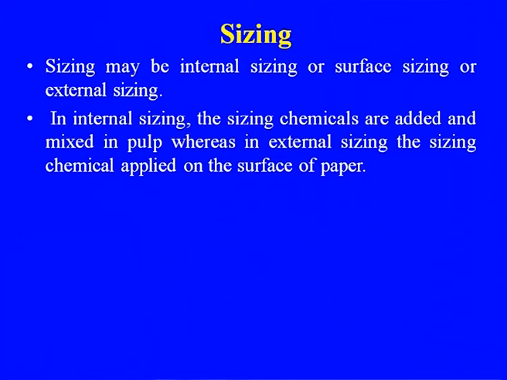So, again as I told you, there may be internal sizing or surface sizing, what we call external sizing. Depending upon the requirement, we have both types of this process. In internal sizing, the sizing chemicals are added and mixed in the pulp, whereas in external sizing, the sizing chemical is applied on the surface of the paper only. So, this is how the difference between internal sizing and external sizing is there.